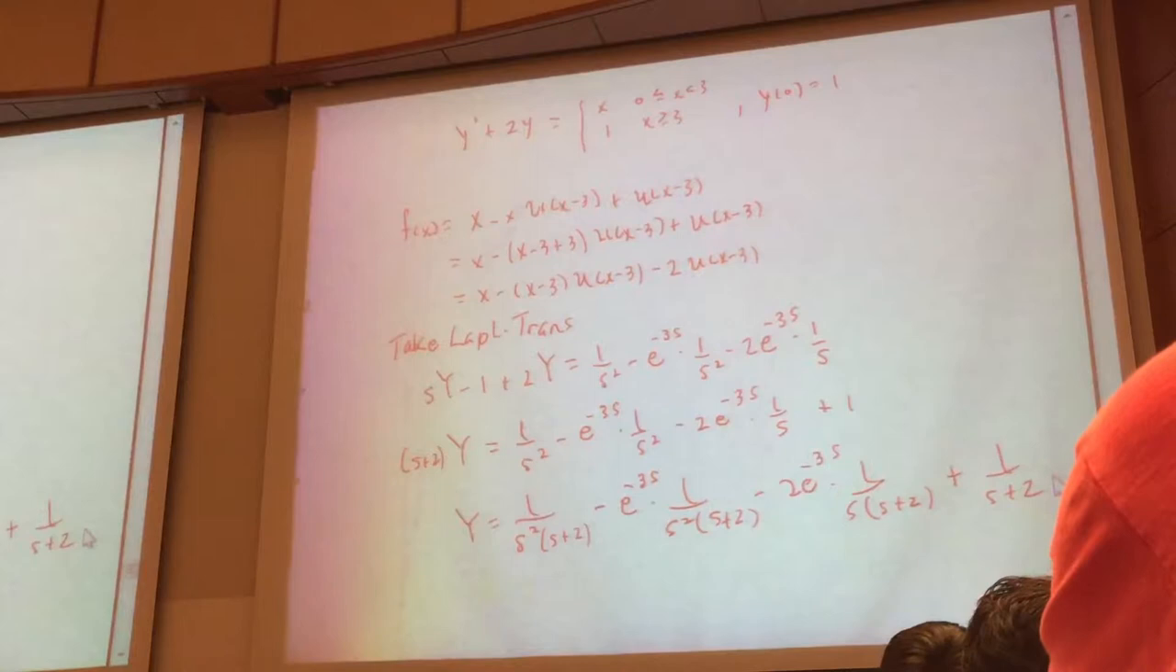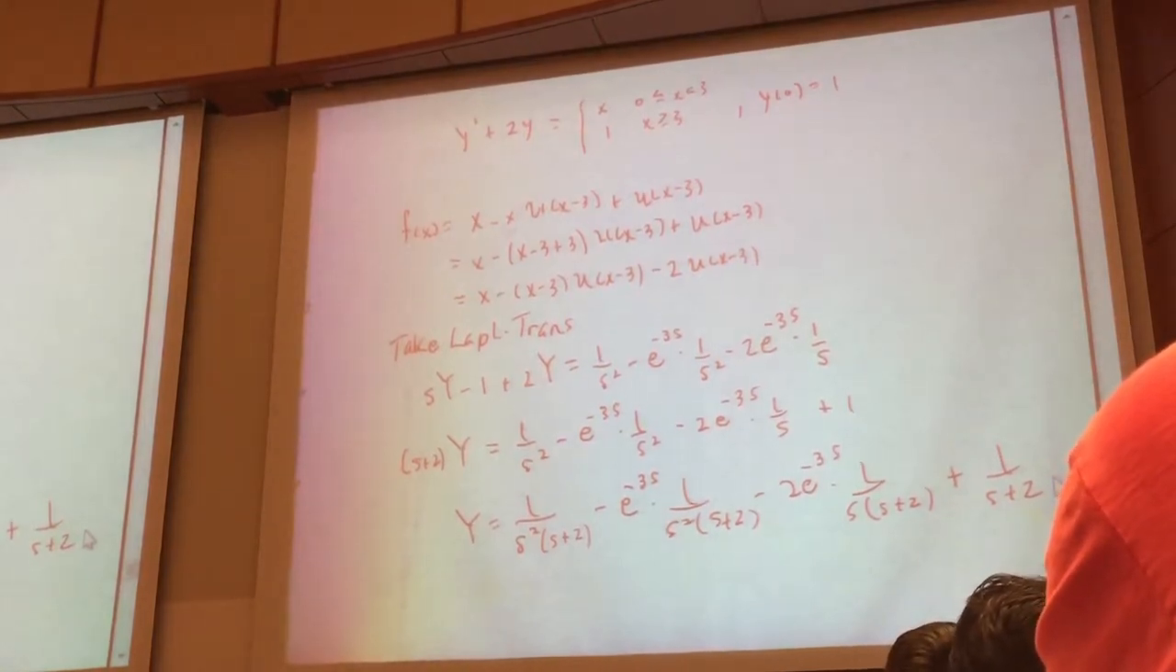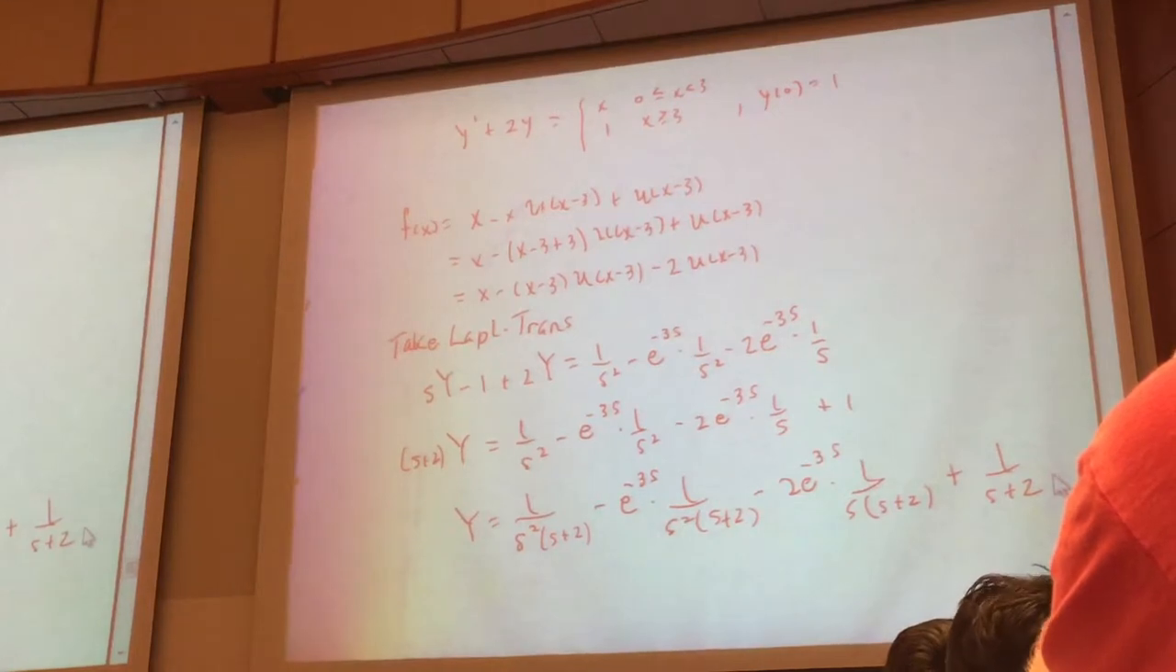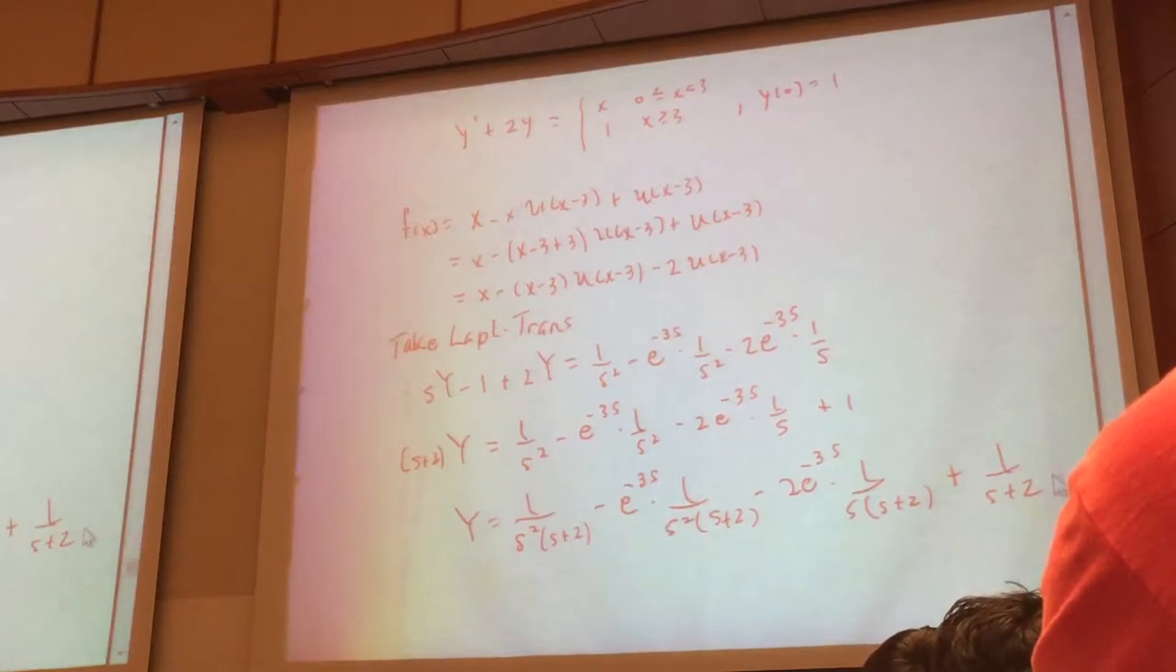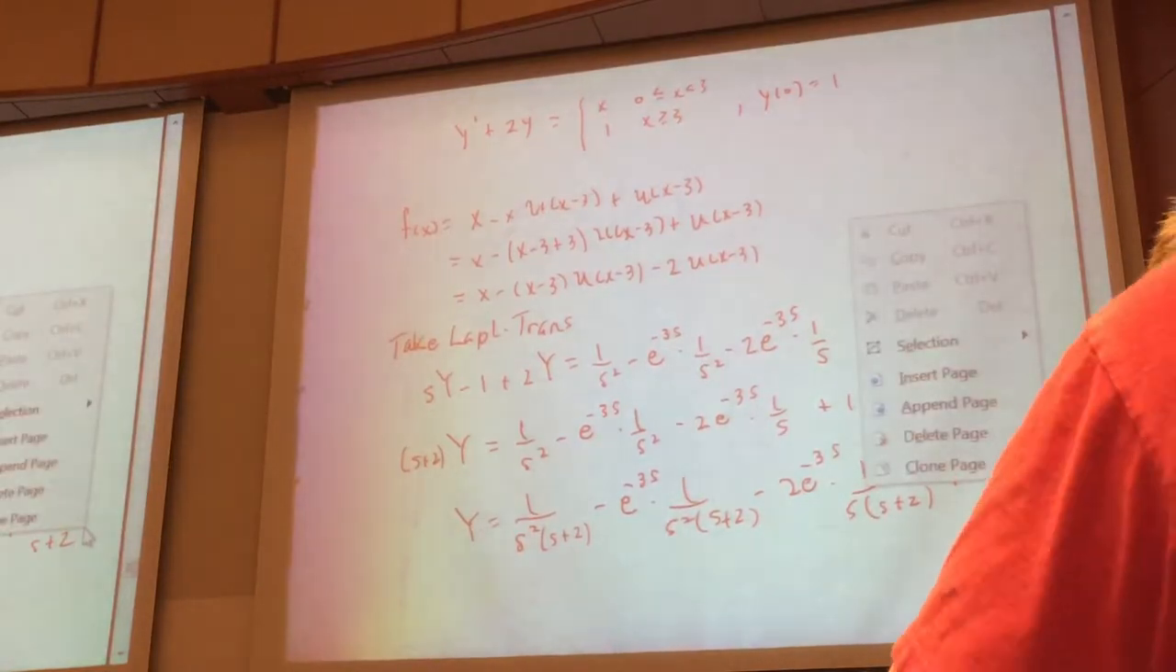Okay, now there is the Laplace transform of the solution. But we want the solution, not just its Laplace transform. So you see what I have to do. I've got to do some partial fraction stuff here. So let's do that.